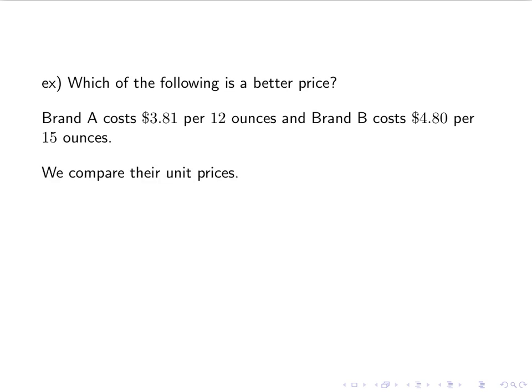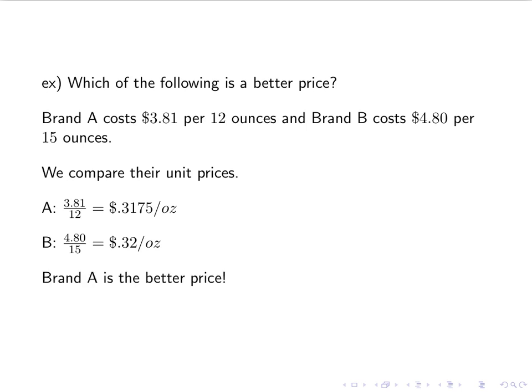Well, we want to compare their unit prices. How much is it per 1 ounce of both of the brands? So for brand A, we have $3.81 per 12 ounces, which gives us $0.3175 per ounce. Brand B, on the other hand, is $4.80 per 15 ounces, and if I do out that division, I get $0.32 per ounce. Which one's better? Well, brand A is better. It's a little bit cheaper per ounce. Okay, so using unit rates is really good when you're comparing things.